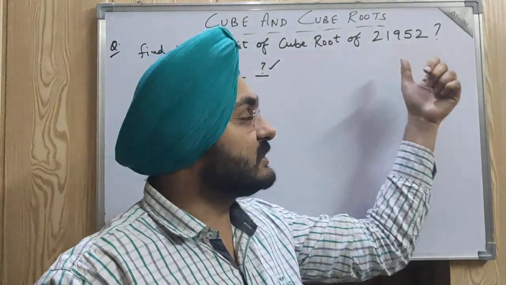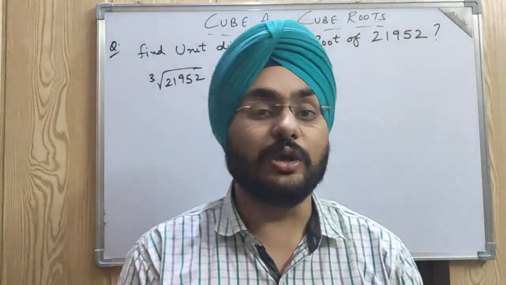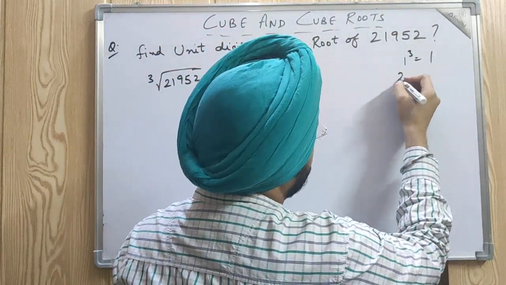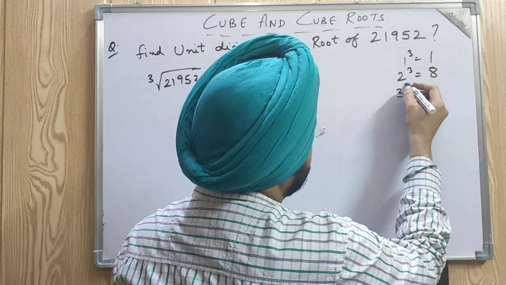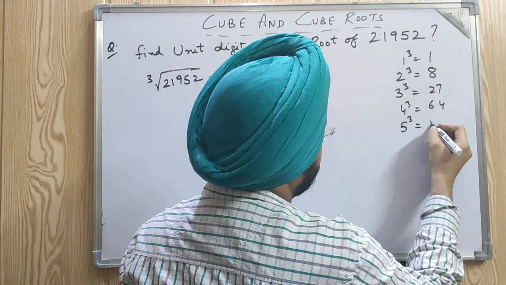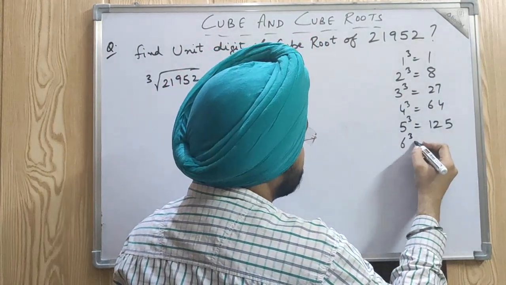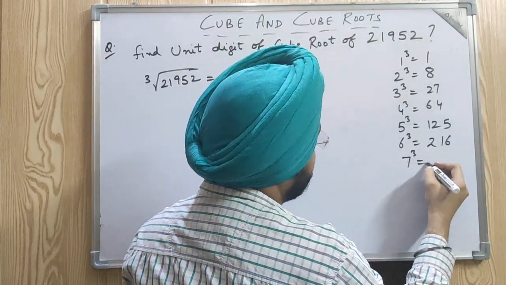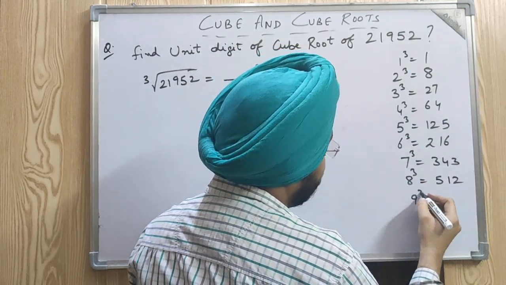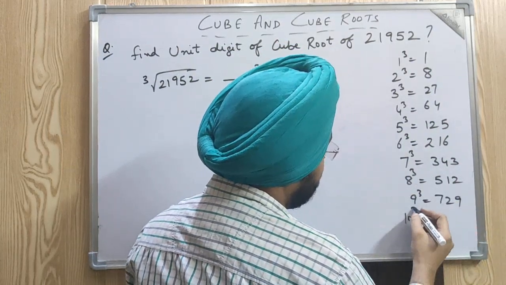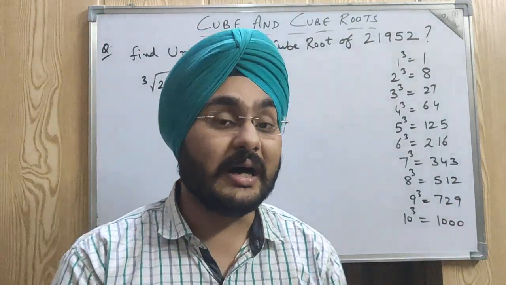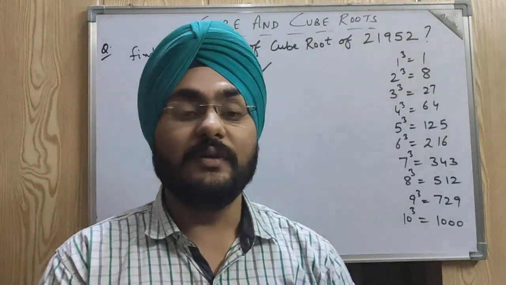For this type of concept, you have to remember the cubes from 1 to 10. 1 cube will be 1. 2 cube will be 8. 3 cube will be 27. 4 cube will be 64. 5 cube will be 125. 6 cube will be 216. 7 cube will be 343. 8 cube will be 512. 9 cube will be 729. 10 cube will be 1000. You should keep these cubes in mind in order to solve this type of question.